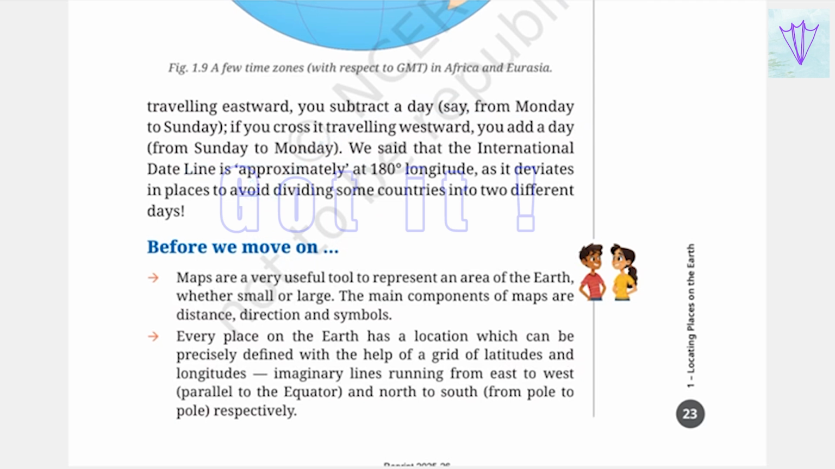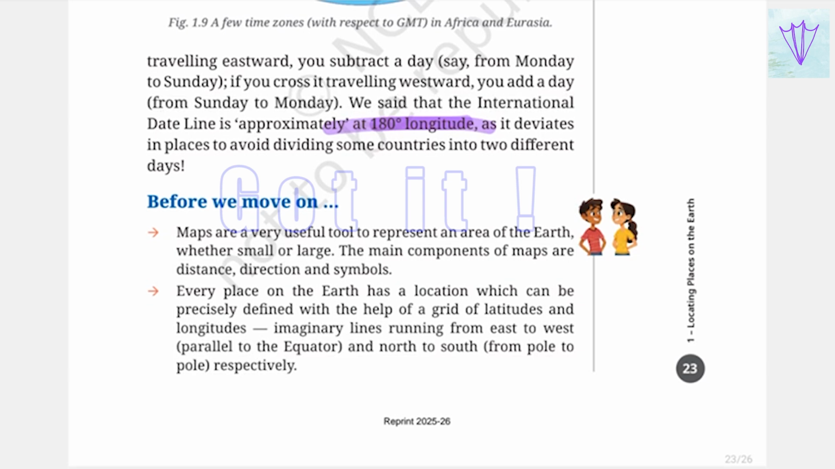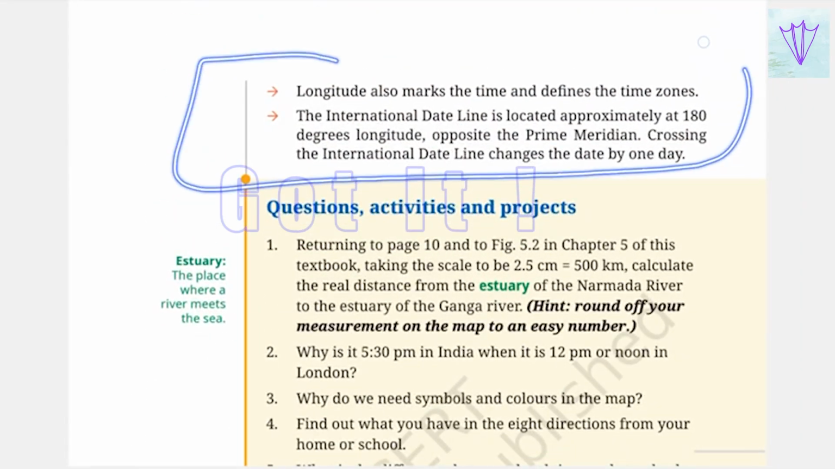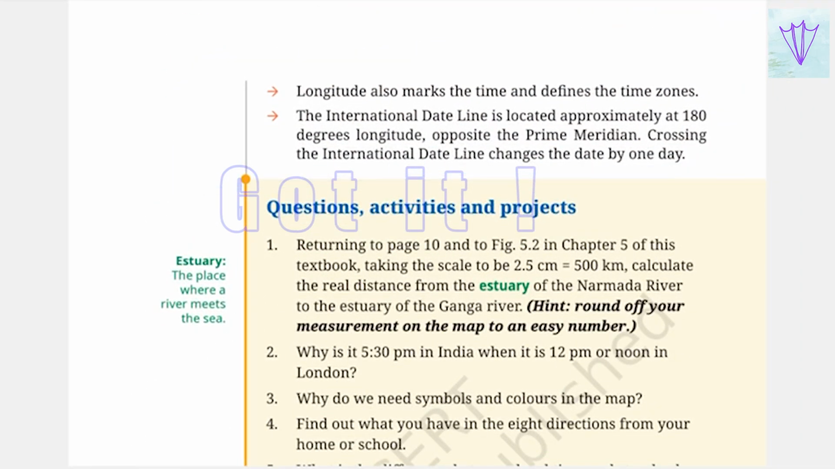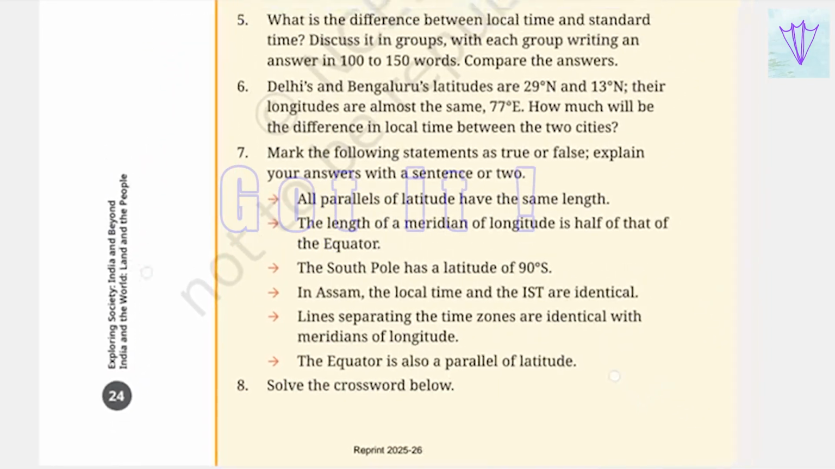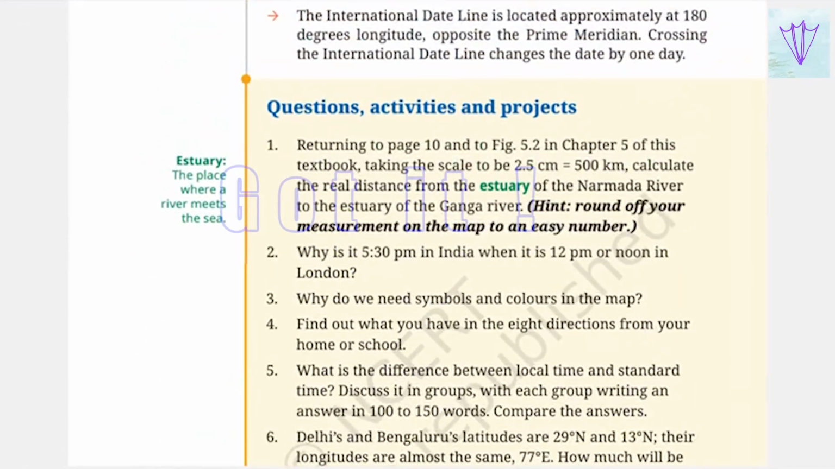We said that the International Date Line is approximately 180 degrees longitude, as it deviates in places to avoid dividing some countries into two different days. So with this, we have completed part 2 of our chapter, and these are the summary points which we have already covered in the chapter. It is important to go through them as well, and these are the NCERT questions which we'll be solving.